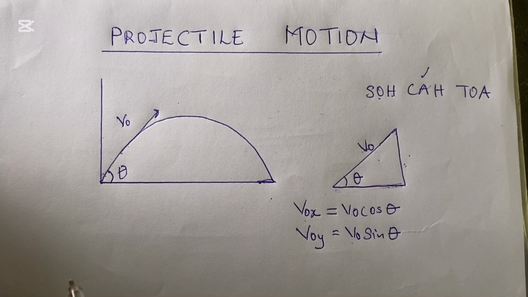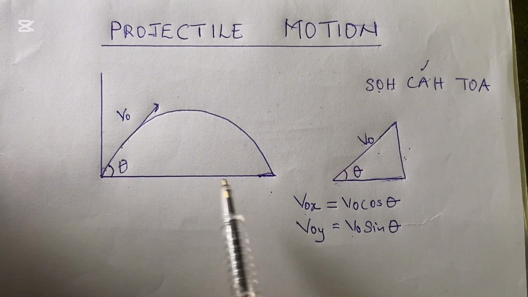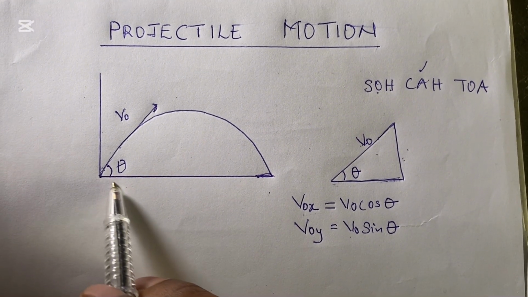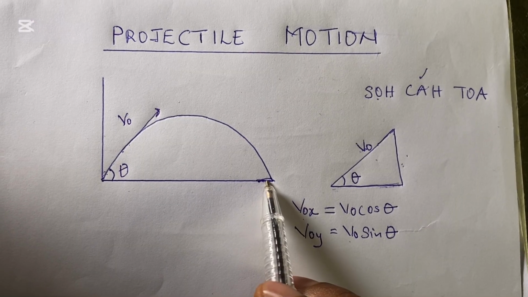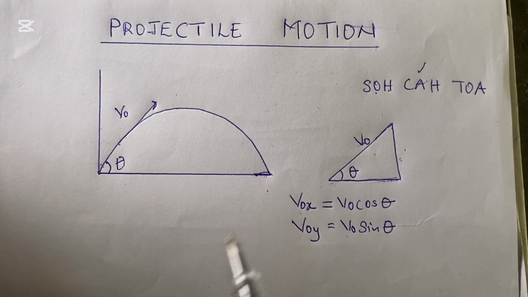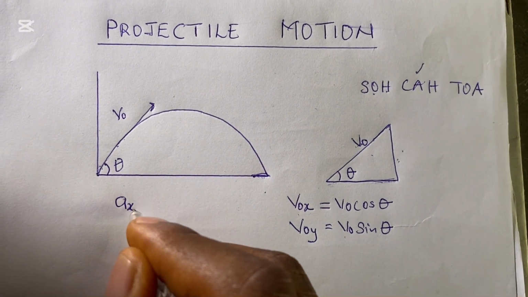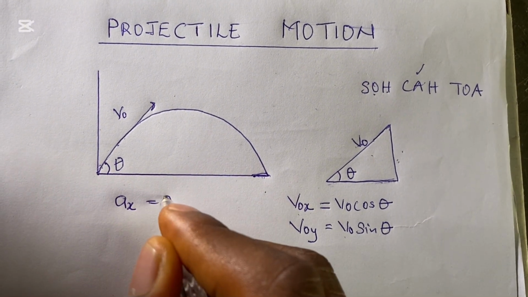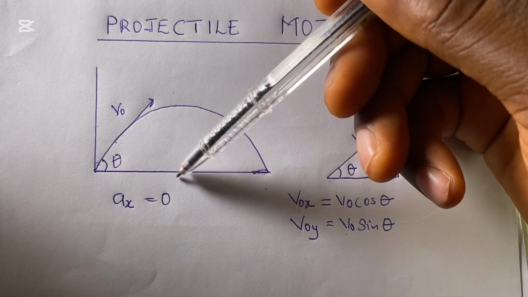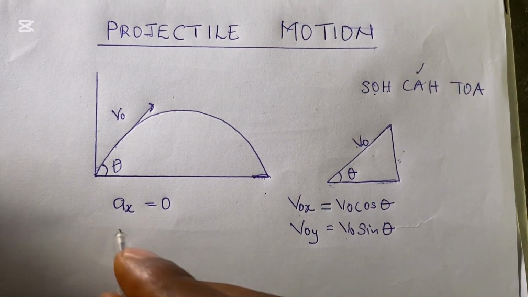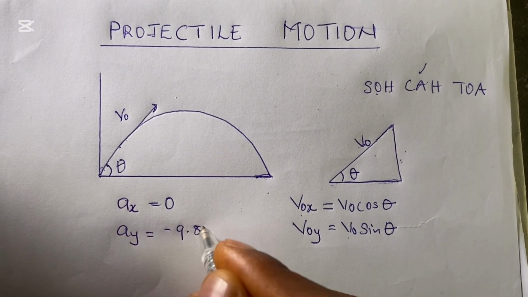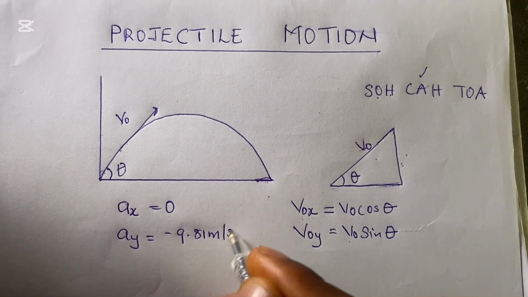You need to also know that on the x-axis, if we neglect air resistance, the velocity on the x-axis will be constant. And if velocity is constant, there will not be acceleration. So acceleration on the x-axis is equal to 0. Now on the y-axis, there is force of gravity acting against the ball. So acceleration on the y-axis is equal to negative 9.81 meters per second squared.